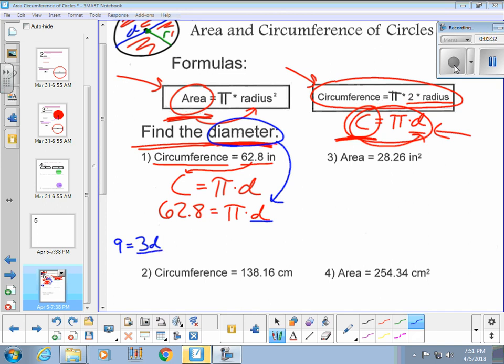Well, we would divide both sides of the equation by 3, because that would get rid of the 3's here. They would cancel. And then I just have D by itself equals whatever my answer is. We're going to do the same kind of thing right here. I know this is pi, but pi just stands for a number, right? So we can divide both sides by pi.